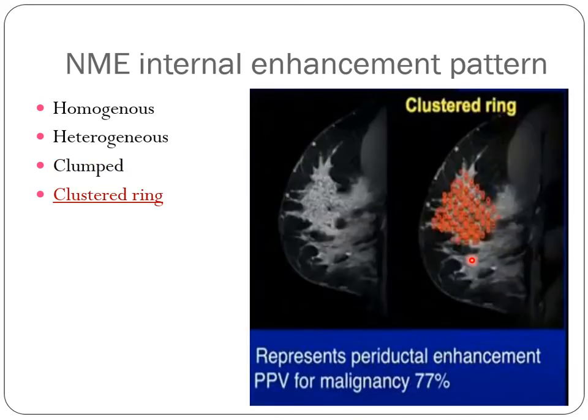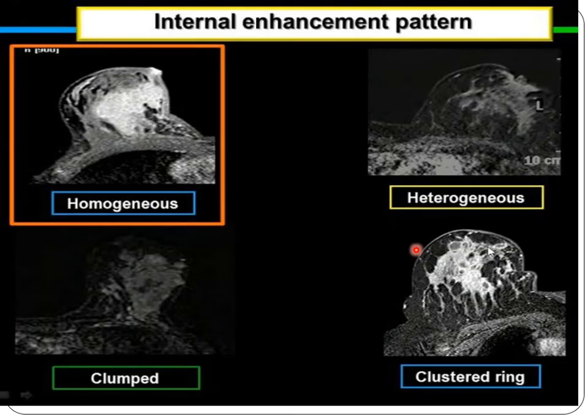The clustered one, as shown here, where the foci are clustered with each other, represents a periductal enhancement. The predictive value for malignancy is 77%. It's too much. Internal enhancement patterns of non-mass enhancing lesions, briefly: it's homogeneous, as shown here with the orange frame.